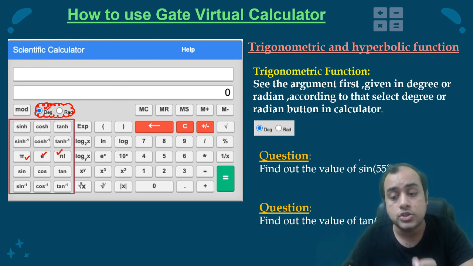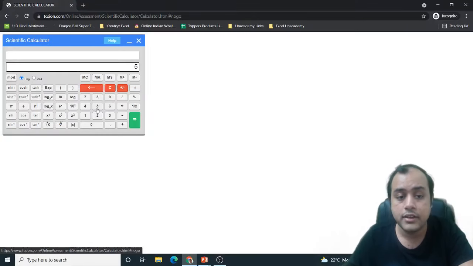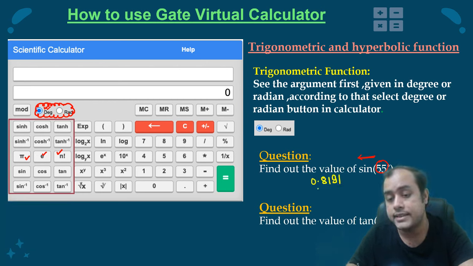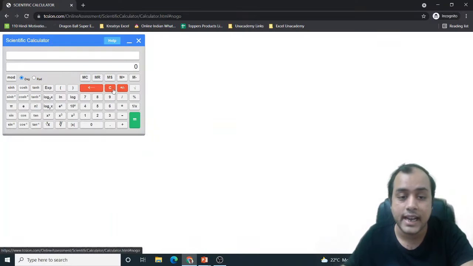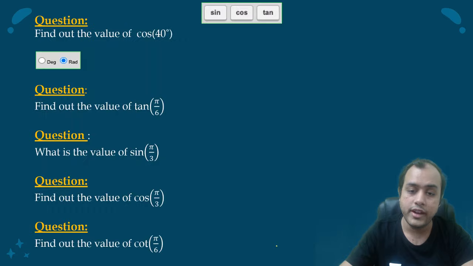Now let's see how we will calculate this. As I told you, the virtual calculator works from right to left. So you will have to first insert 55, then press sine. Let's see, it is in degree. Okay, 55 and I'll press sine. 0.8191. Next, I can see on my screen tan 68 degrees. I'll follow the same procedure. I'll clear it, 68, I'll press tan. 2.475. Very well done.